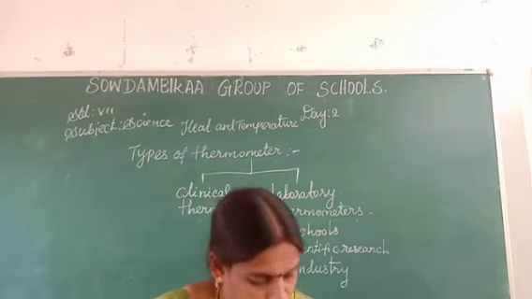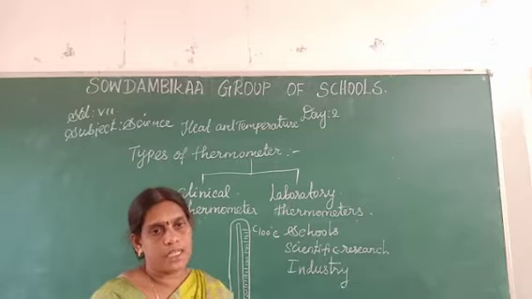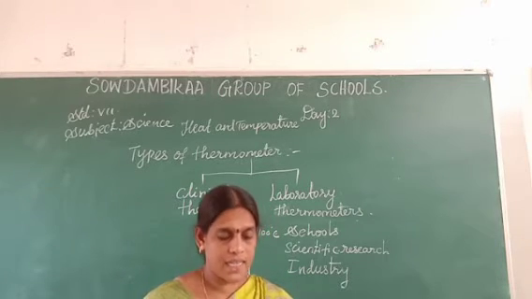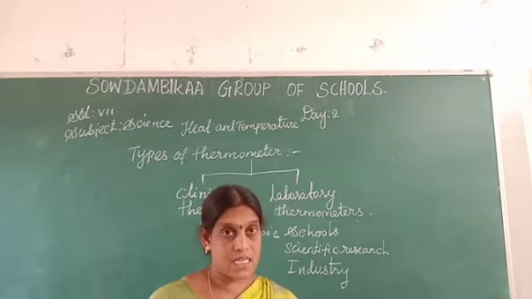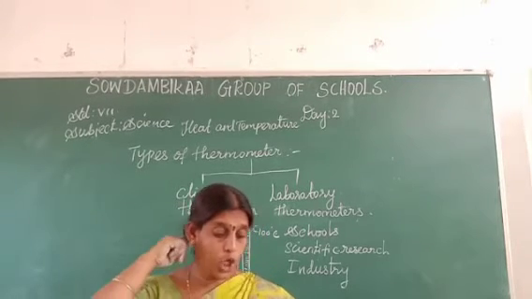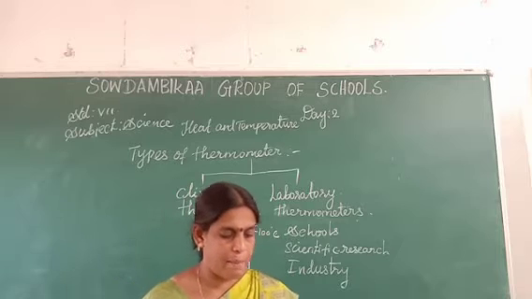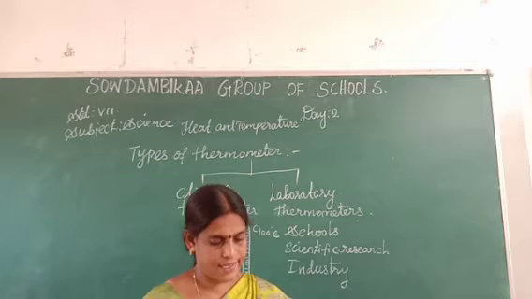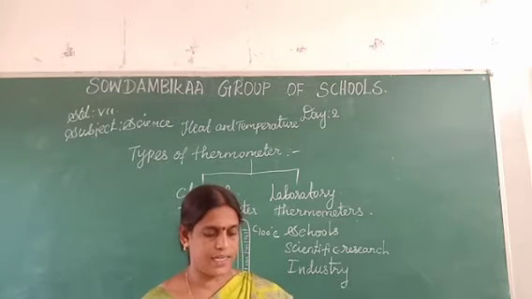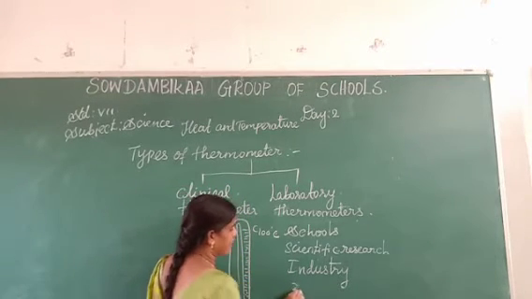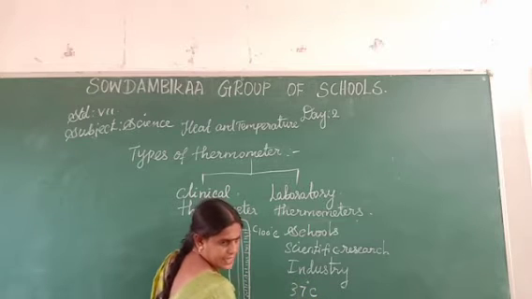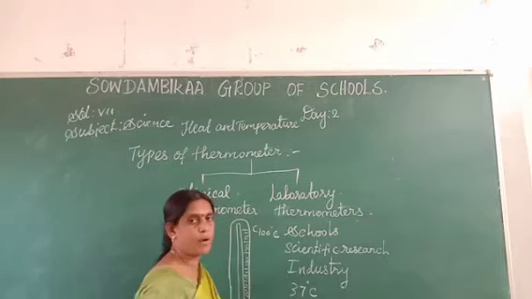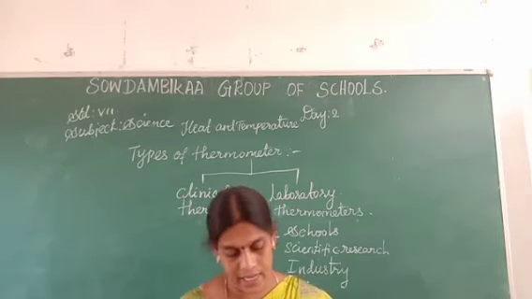Precautions to be followed while using the laboratory thermometer: do not tilt the thermometer while measuring the temperature. Place it upright. Take the reading only when the bulb is surrounded by the substance from all sides. The average human internal temperature is 37 degrees Celsius, which is 98.6 degrees Fahrenheit.